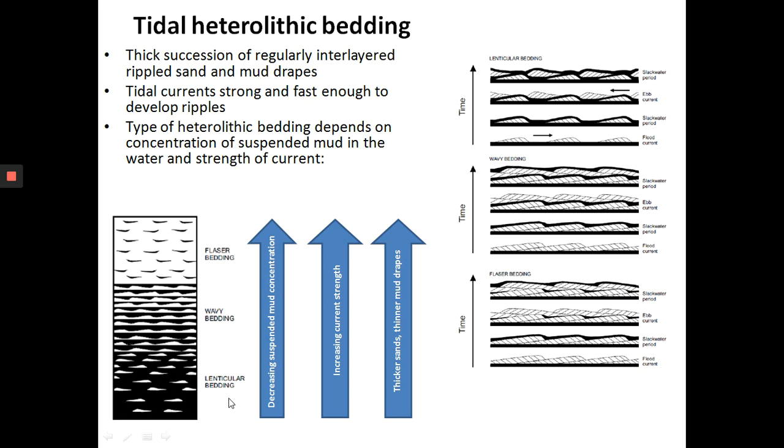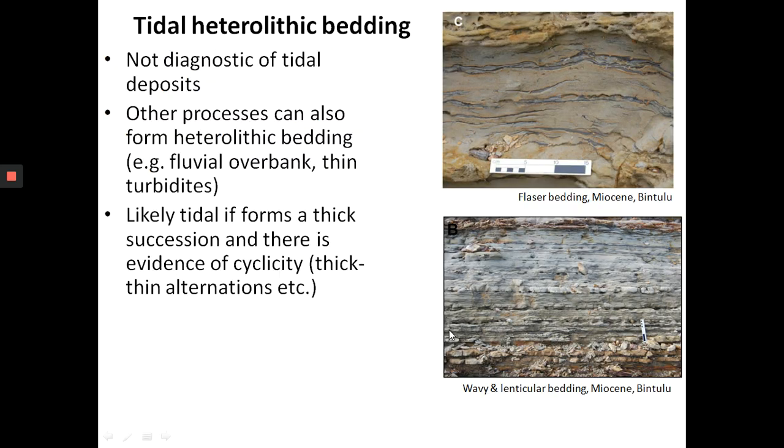So you go from lenticular bedding to wavy bedding and flaser bedding, and you go from thinner sands and thicker muds to thicker sands and thinner muds. Okay. So you can get regular interlayering between ripple sand layers and mud drapes in between. Those are heterolithic beds. But when you look at heterolithic beds, it's hard to recognize a tidal signal.